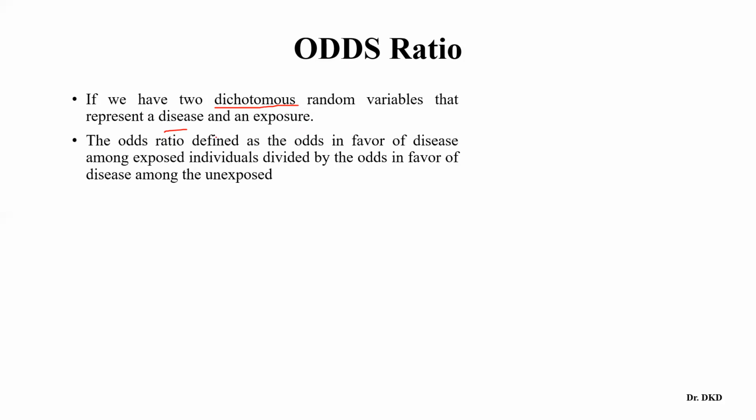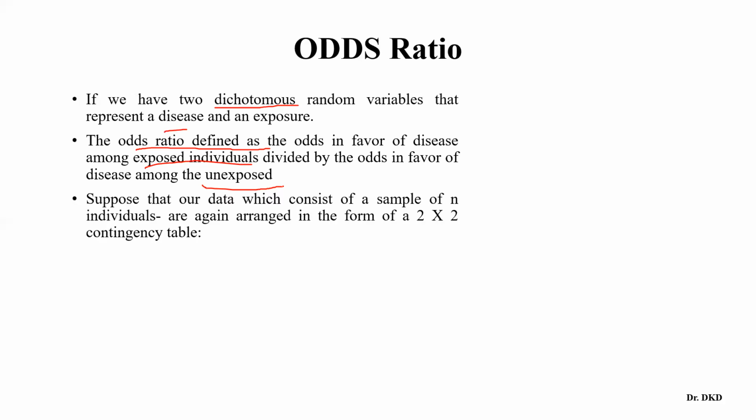So how will we define the odds ratio with the help of the previous equations? We can define the odds ratio as the odds in favor of disease among exposed individuals divided by the odds in favor of disease among unexposed. This is the simple definition we need to understand about the odds ratio. Now suppose we have data which consists of a sample of n individuals arranged in a 2x2 contingency table.